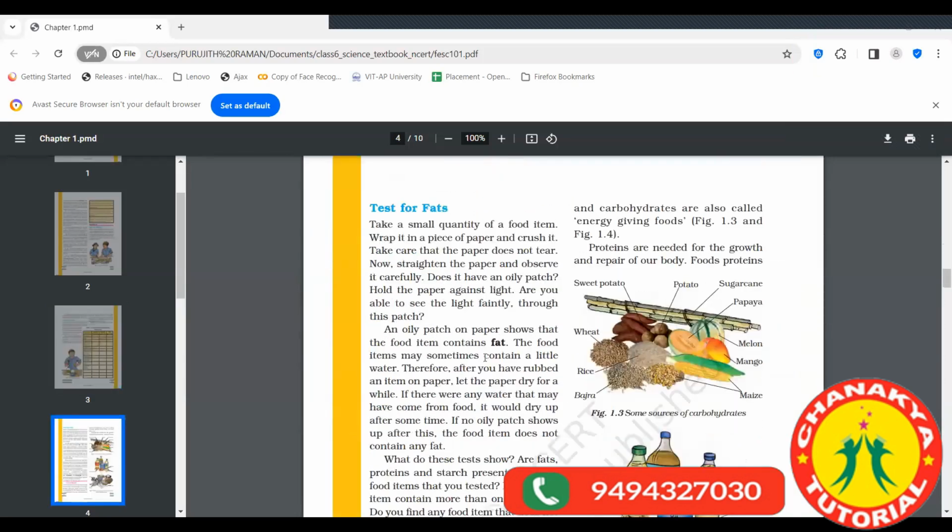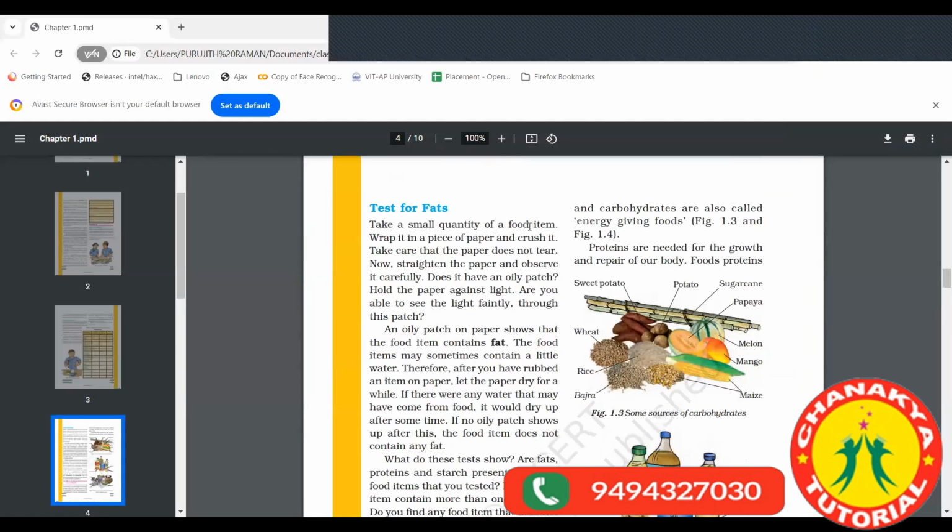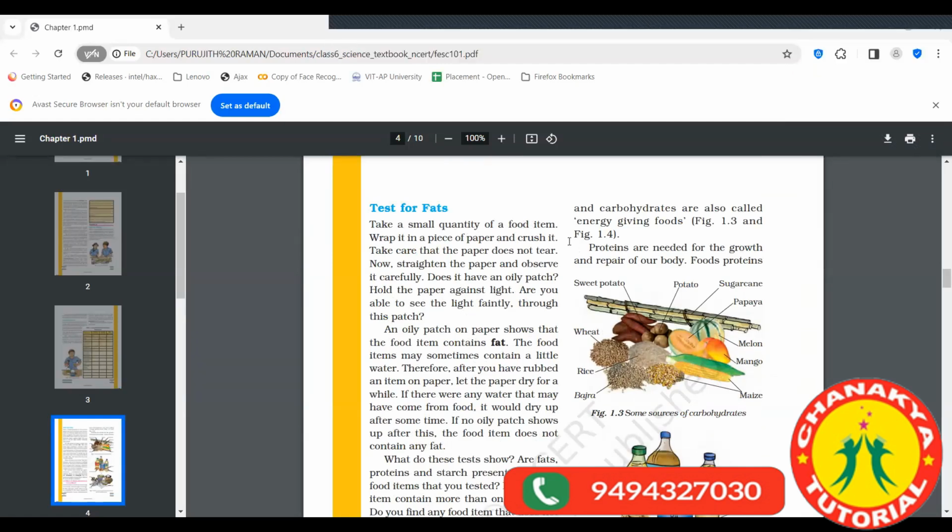Test for fats. Now we are entering into the test for fats. Take a small quantity of a food item, wrap it in a piece of paper and crush it. You can take any quantity of food item. Take care that the paper does not tear. Now straighten the paper and observe it carefully. Does it have any oily patch? Hold the paper against light. Are you able to see light faintly through this patch? An oily patch on the paper shows that the food item contains fat.